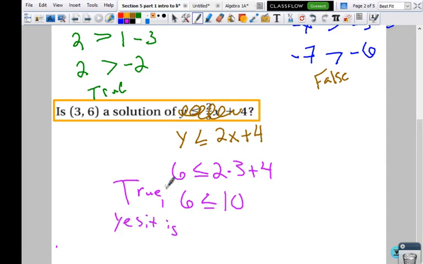Where did the 3 come from? Because we replaced x right here with this x. Oh, so that's x and the 6 was y? Yeah. Yes, Richard. After lesson.